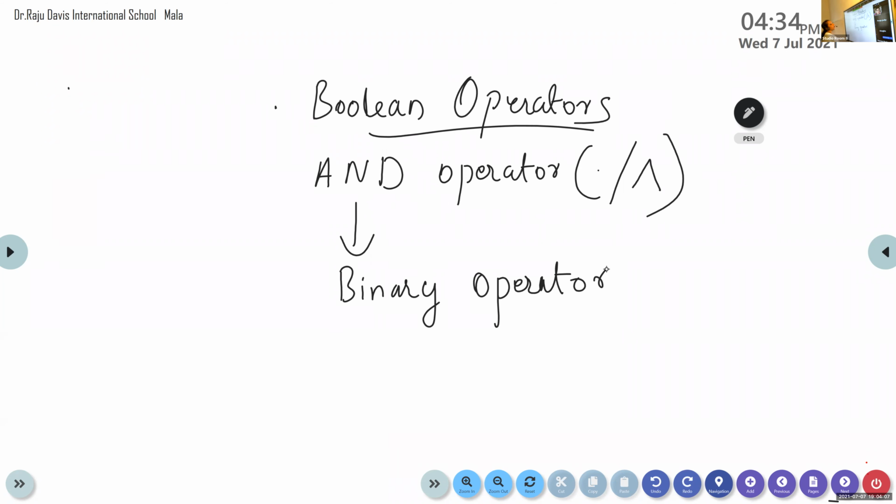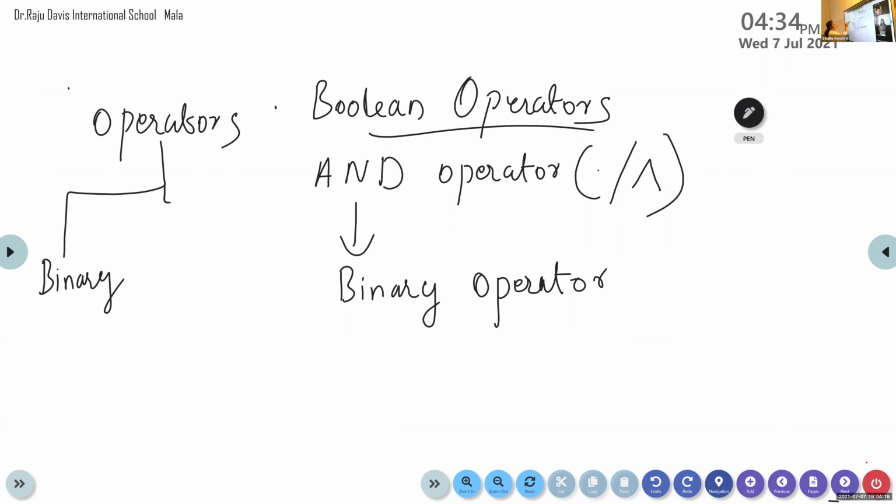Okay, in operators there are mainly two kinds. First one is binary, second one is unary. Ternary is also there, but we will consider only binary and unary. Now we can just consider our normal addition, normal arithmetic operation. After that we can go to the binary operator in Boolean operator.